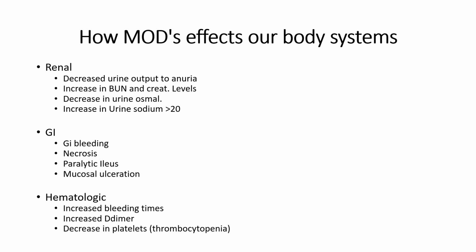GI, we know our gut's slowing down. We're having a paralytic ileus. So that means we're going to end up with some necrosis in our gut. We're going to have ulcerations, GI bleeding. That's why these patients that are in any type of shock may need an antacid. They may need a proton pump inhibitor. But we always need to be keeping constant monitor of bowel sounds, monitoring them for distension.